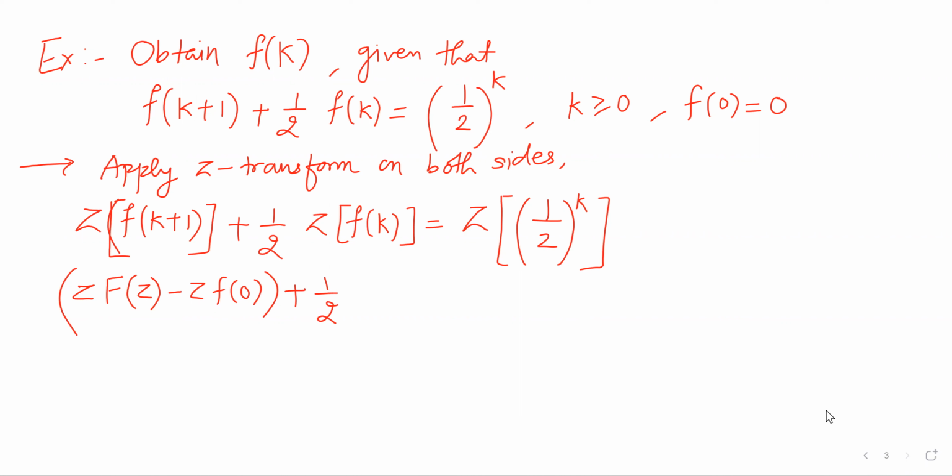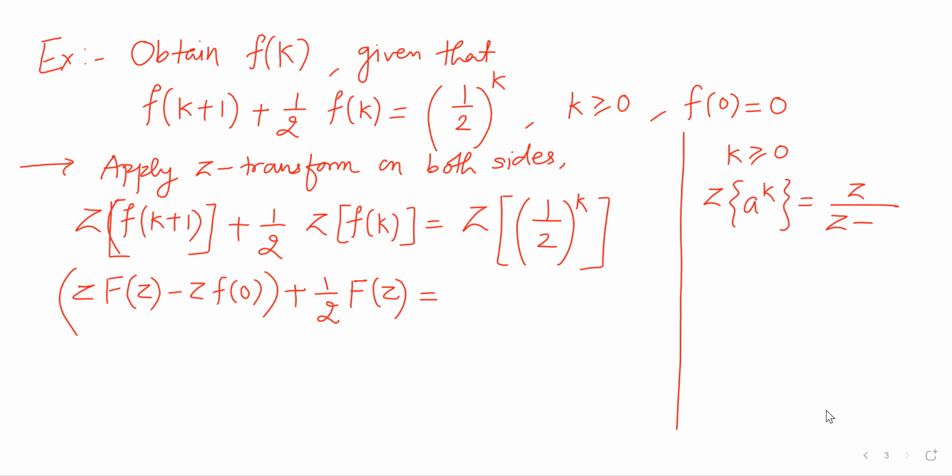Second is half times what is Z transform on f of k? It is F of z. And for the causal sequence, we have seen that when k is positive, Z transform on a raised to k is z upon z minus a, with mod z greater than mod a. So it is z upon z minus half, for mod z greater than half.